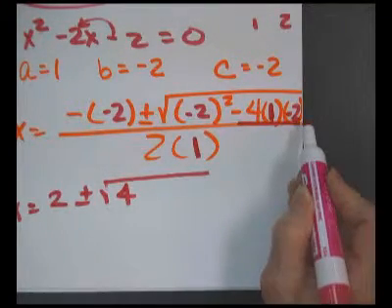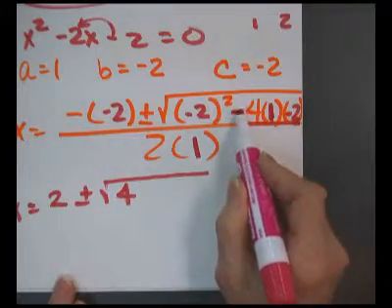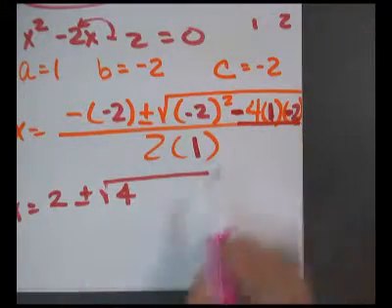-4 times 1 times -2. Will that be a plus or minus? We got 2 negatives, so you could put plus here.